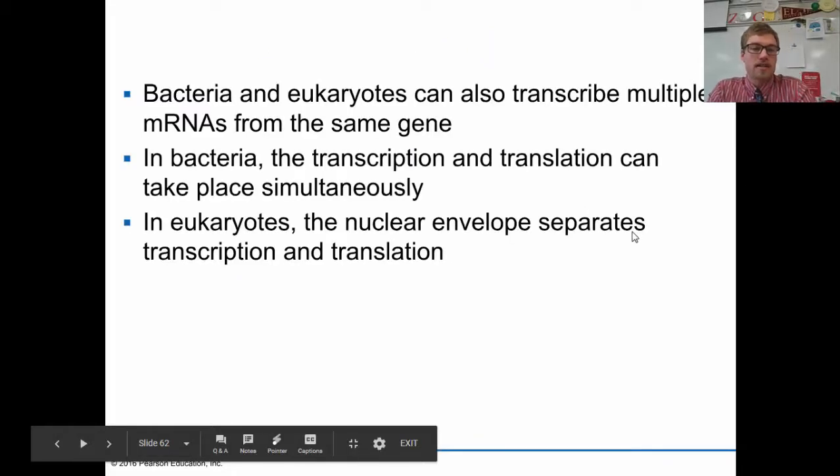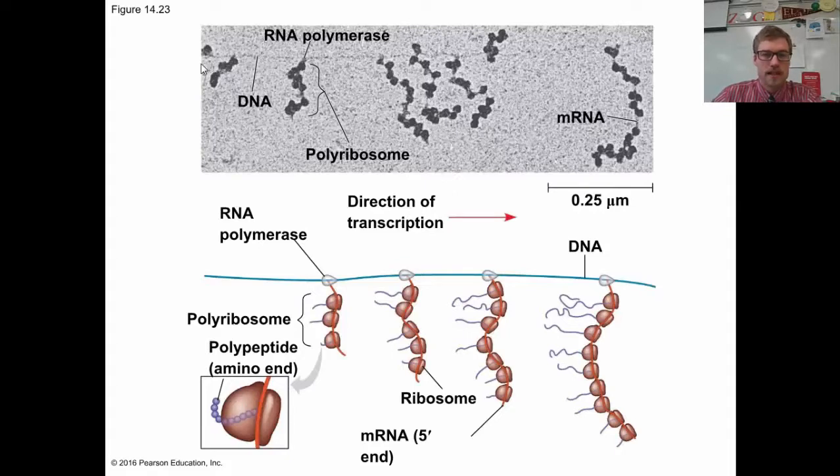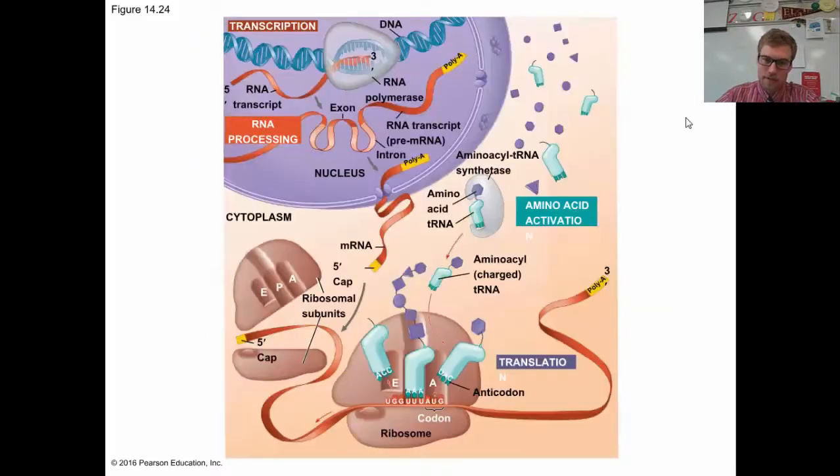Now, bacteria and eukaryotes can also transcribe multiple mRNAs from the same gene. So that means that transcription and translation can take place simultaneously in bacteria, whereas in eukaryotes, the nuclear envelope separates those two processes. So here in a bacteria, here is the DNA. Here is the RNA polymerase that is creating the mRNA strand. Here are a bunch of polyribosomes that are all making proteins at the exact same time. So you can create lots and lots of copies all at once.